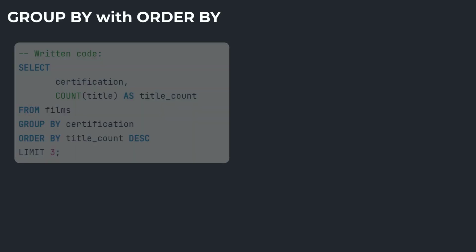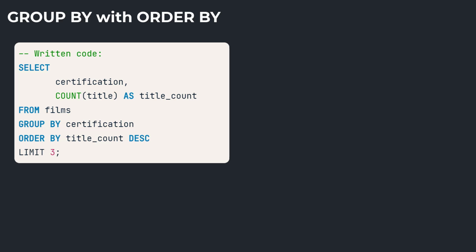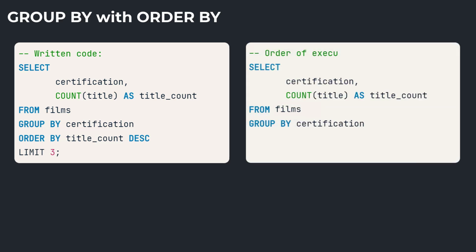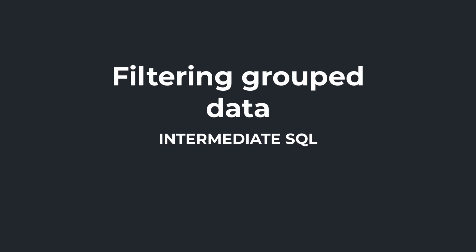GROUP BY fits into our order after FROM and before all other clauses. Our updated queries will begin with FROM, followed by grouping, selecting the data and creating the alias, sorting the results, and limiting them to the desired number. That was excellent work. We've combined sorting and grouping. Next, we will combine filtering with grouping.